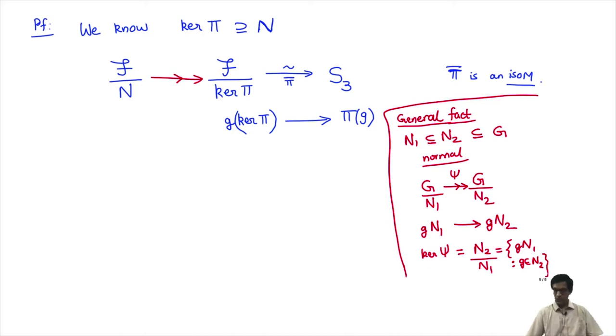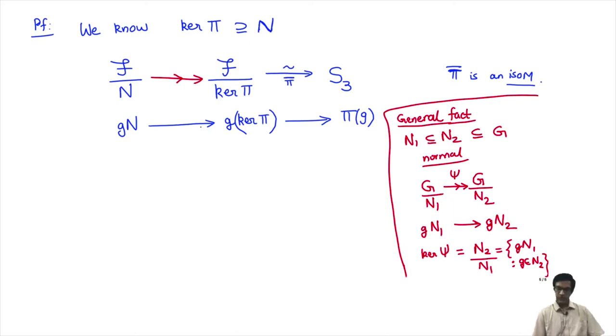So it's sort of a short aside on homomorphisms between such quotient groups. Now, our situation is similar. We have F by N and F by kernel pi. N is contained in the kernel. And so I have a map from F by N, a coset of N, to the coset g kernel pi, which in turn maps isomorphically to S3 under the map pi bar. So g kernel pi goes to pi g.